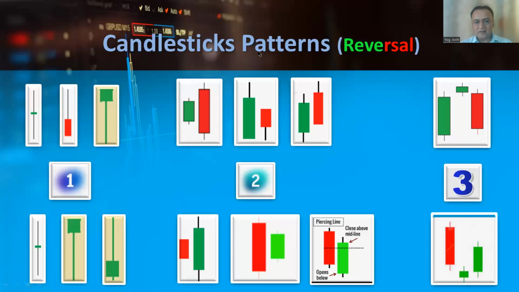This is the clear-cut indication of a doji candle. It might be formed at the bottom, or at the top of an uptrend, or at the bottom of a downtrend. See clearly this pattern. This is the pattern.